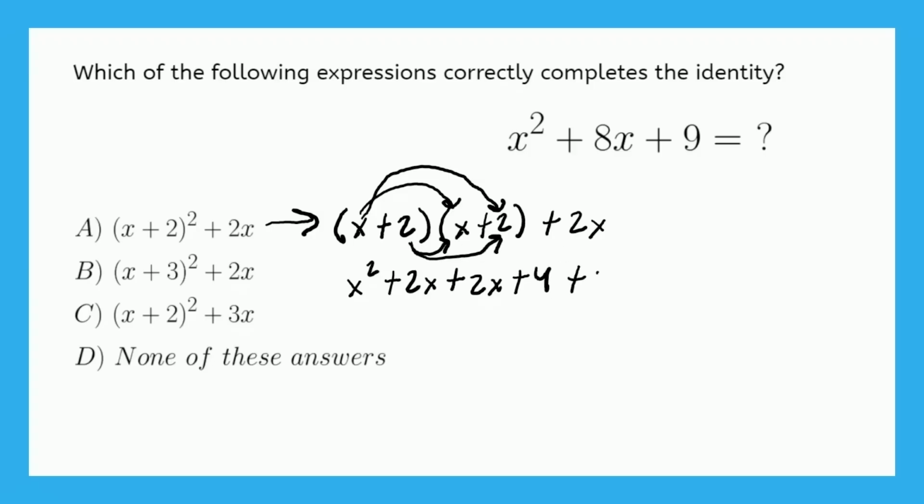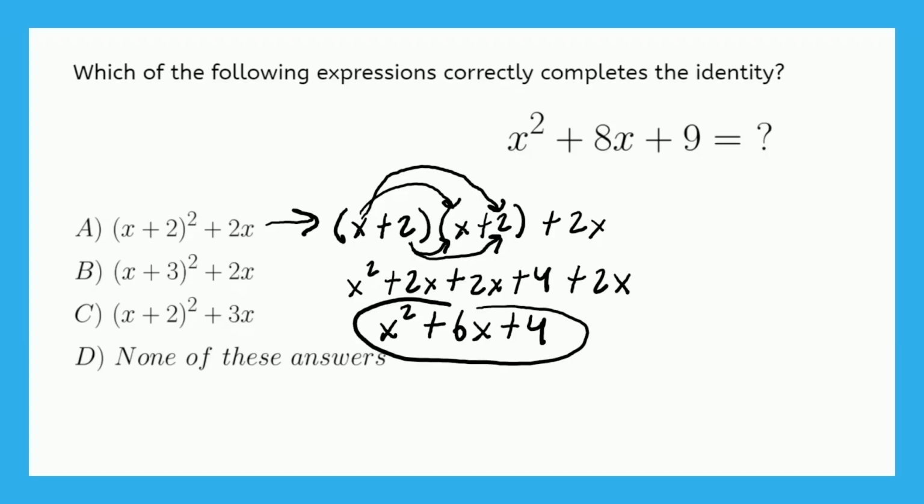We still have plus 2x from up above. So now we can combine 2x, 2x, and 2x. That is going to give us 6x. So let's rewrite this again, and we're going to have x squared plus 6x plus 4, just like that. Now we cannot simplify this anymore. So the question is, do we have the exact same expression as we had originally? No, we do not. So that means that A cannot be the answer because it does not give us an identity.